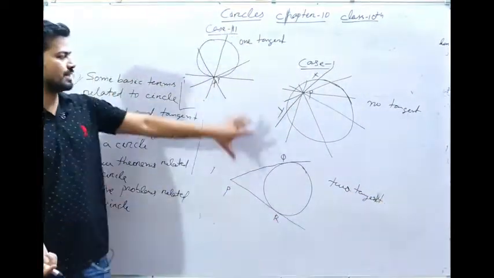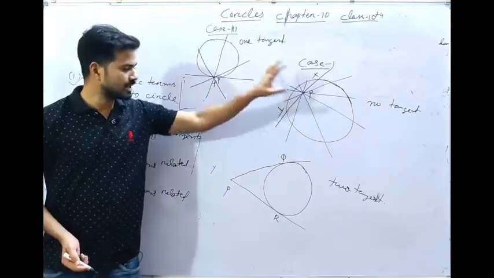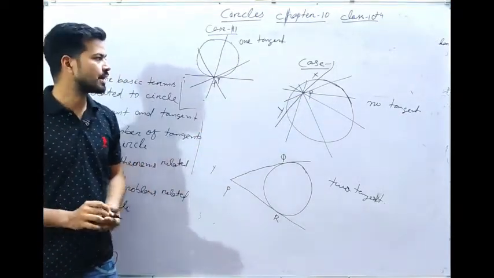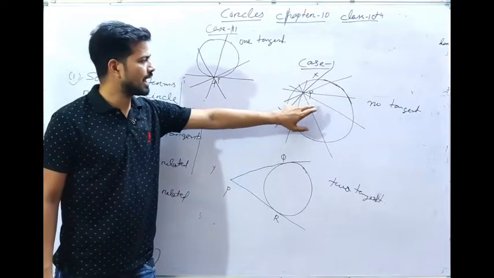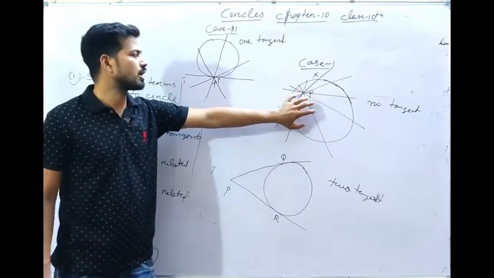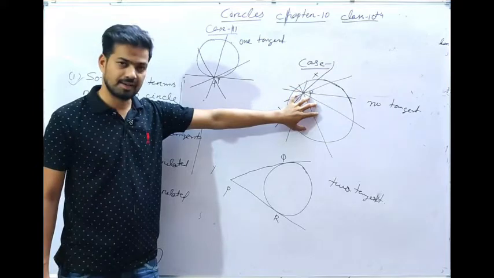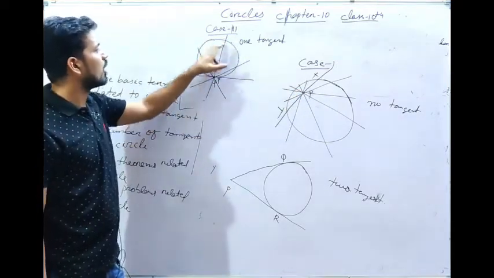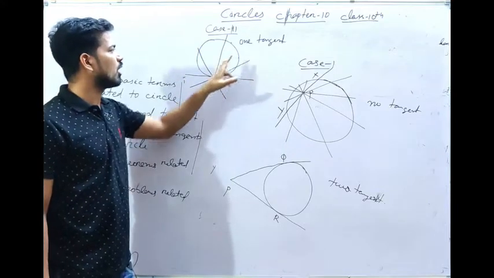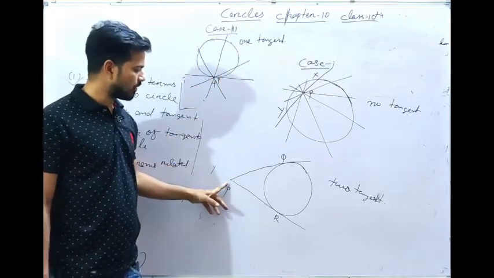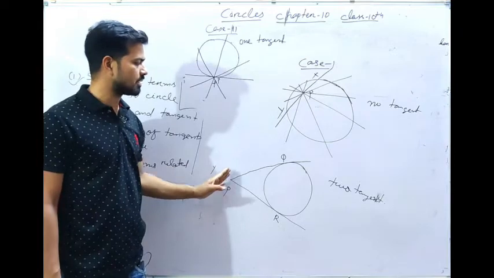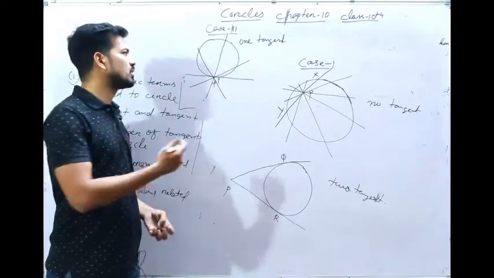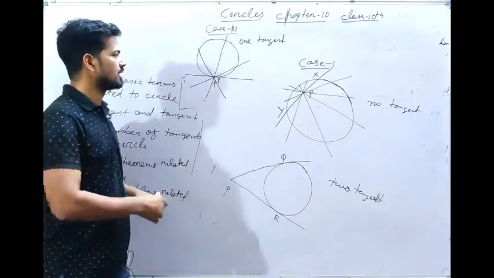What we can conclude from these three cases? From these three cases, we can conclude that from the area lying inside the circle, we can draw no tangent to the given circle. From a point on the circle, we can draw only one tangent, and from a point which is outside of the circle, we can draw two tangents to the given circle.